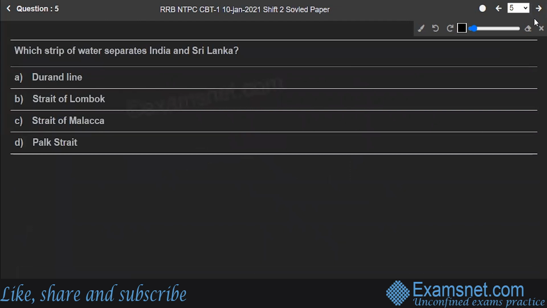Which strip of water separates India and Sri Lanka? Is it Durand Line, Strait of Lombok, Strait of Malacca, or Palk Strait? The correct answer is option D, that is Palk Strait.